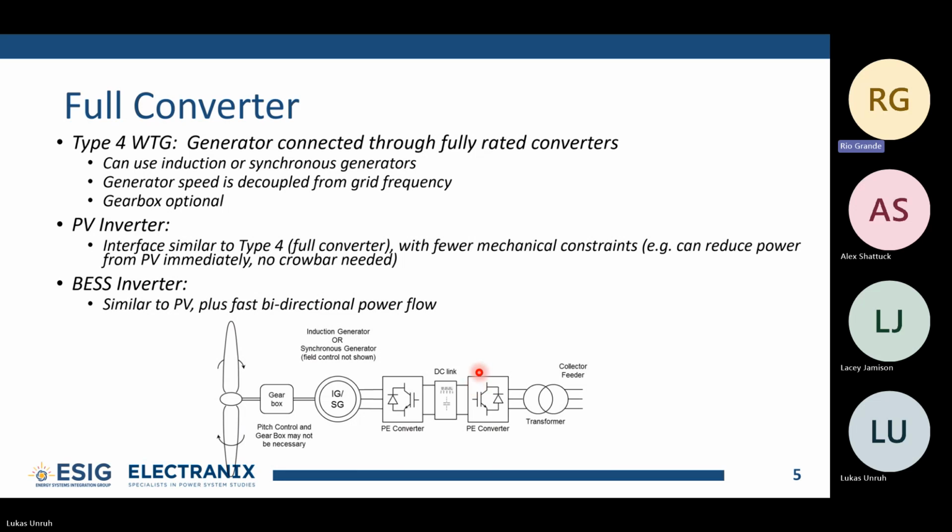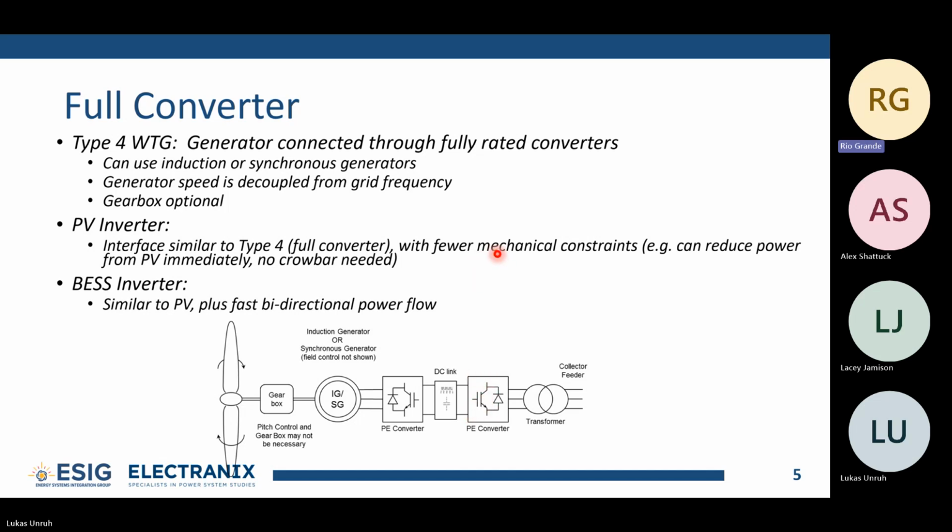And a PV inverter in many ways is similar to this type 4 in terms of the grid interface that you see. It's a full converter. Instead of this rotor side or turbine side converter, it doesn't have that, of course. It's got PV panels and maybe some DC-DC controllers as well. But in terms of the grid impact, it's generally a similar interface to what you have with a PV inverter.